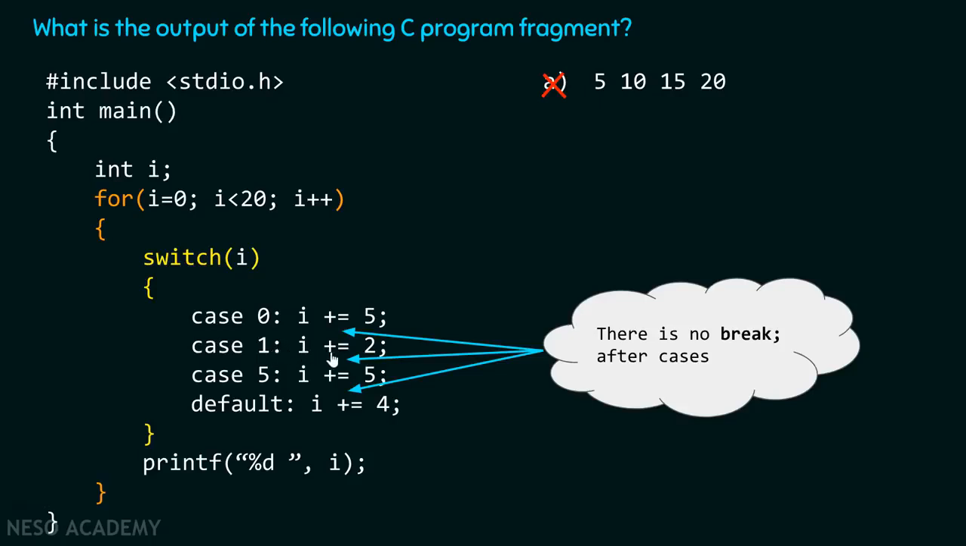And hence 5 plus 2 becomes 7 now. Because there is no break after this case also, therefore the next case will also get evaluated, and hence now the value becomes 12. After that, this case will also get evaluated, and 12 plus 4 now becomes 16. And hence the final value of I is now 16. Therefore what is printed on the screen is 16, not 5.